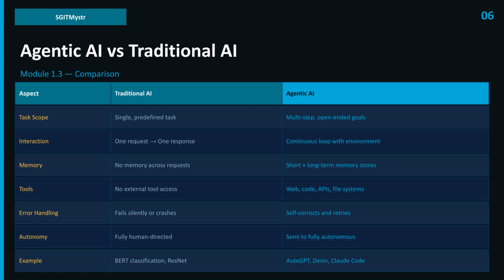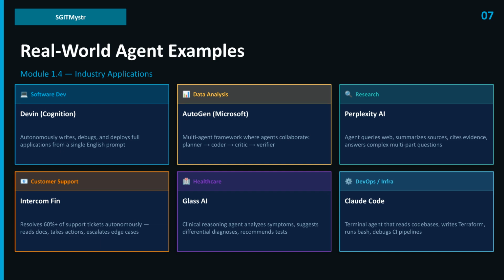Agentic AI differs significantly from traditional AI. Agents handle multi-step, open-ended goals, interact in a continuous loop with the environment, use long-term memory, access external tools, and can self-correct, aiming for semi to fully autonomous operation. We see agent examples across many industries. Devin excels in software development. AutoGen allows multi-agent collaboration for data analysis. Perplexity AI is a powerful research tool. Intercom Fin manages customer support. Glass AI assists in healthcare, and Claude Code is used for DevOps and infrastructure.